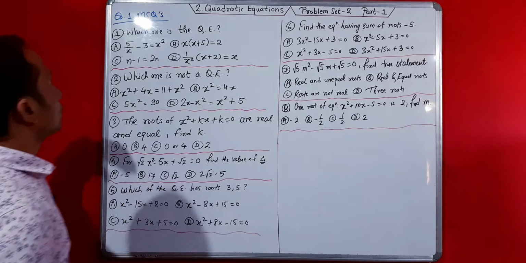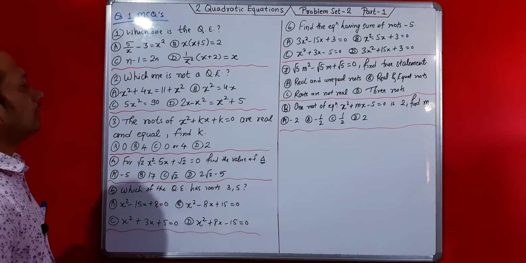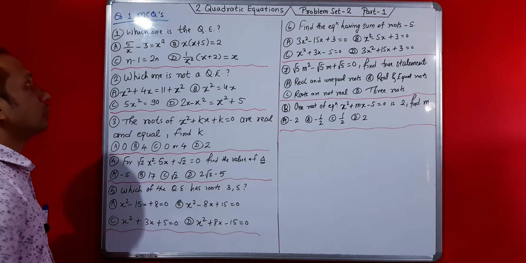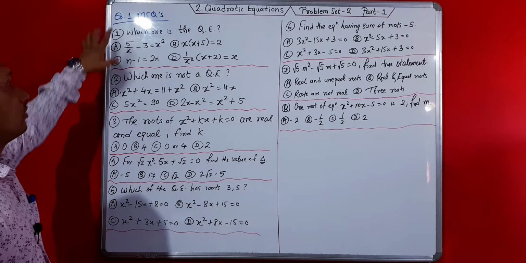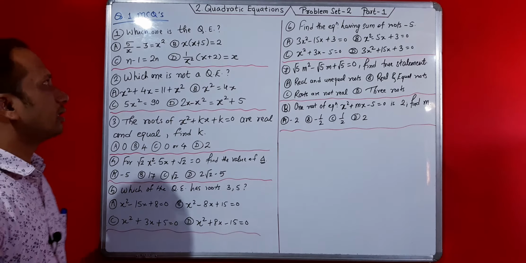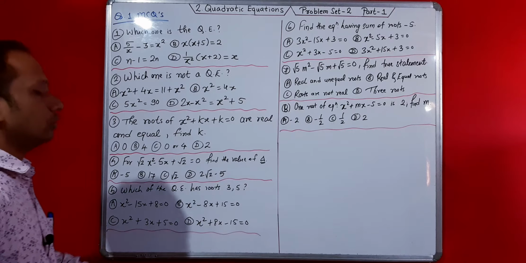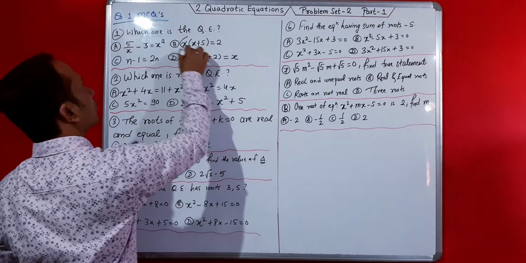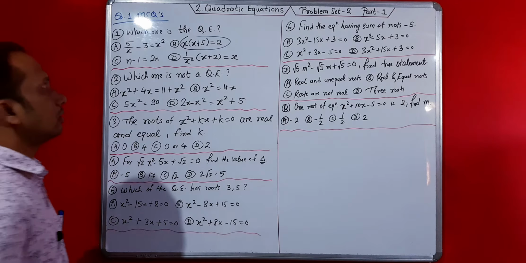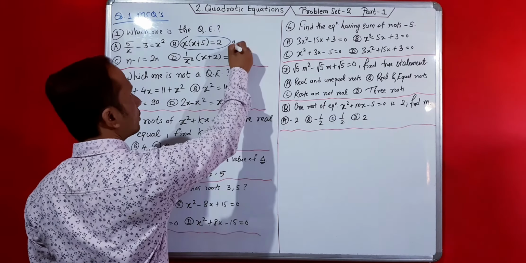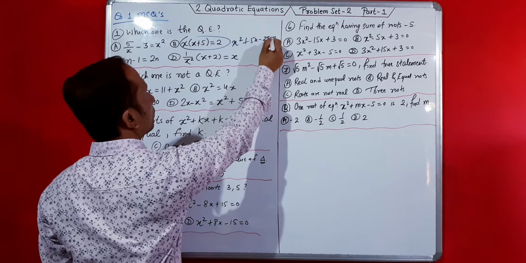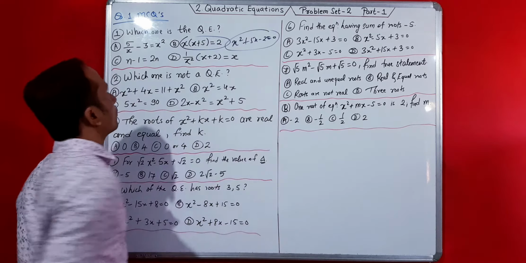Okay, so see MCQs, which one is the quadratic equation? We have to find the quadratic equation. First, 5 upon x minus 3 is equal to x square. It is not a quadratic equation because if I multiply by x, I'll get x cube. Next, x into bracket x plus 5 is equal to 2. This is a quadratic equation. When I multiply by x, I will get x square plus 5x is equal to 2, so x square plus 5x minus 2 is equal to 0. Okay, and this is the type of quadratic equation.